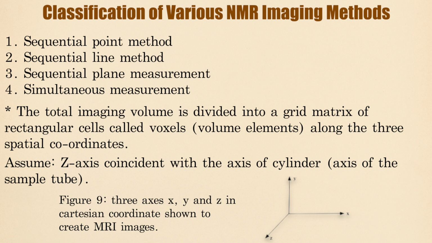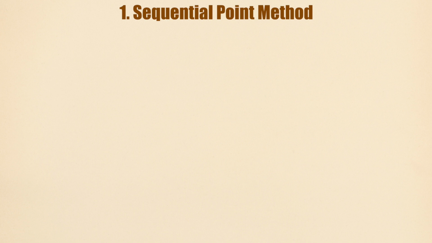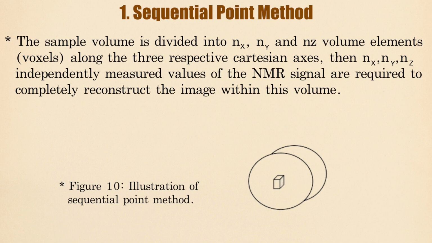While creating an image, the total imaging volume is divided into a grid matrix of rectangular cells called voxels along the three spatial coordinates. We will assume the z axis is coincident with the axis of the cylinder of the MRI machine. In the sequential point method, the sample volume is divided into Nx, Ny and Nz volume elements along the three respective Cartesian axes, as shown in figure 10.